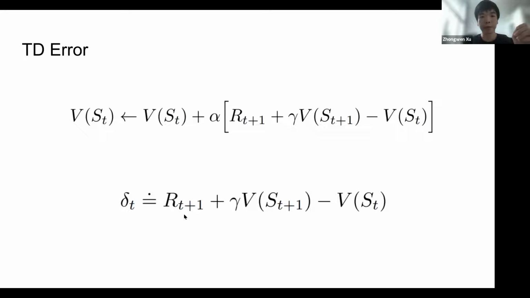So the TD error is this one: the next time step reward plus the discounted future values. This is an update target, so it has an official name in the reinforcement learning literature. It is called the TD target. So the target is this one, and then we have the current estimation, which is the current prediction V of S_t, and the difference between them is called the TD error. It is called delta at time step t.